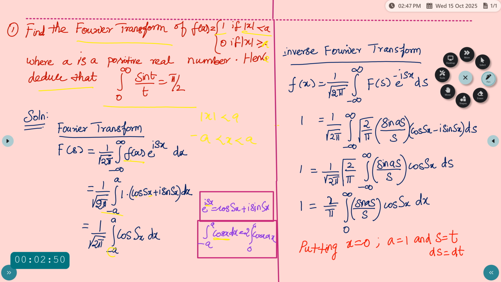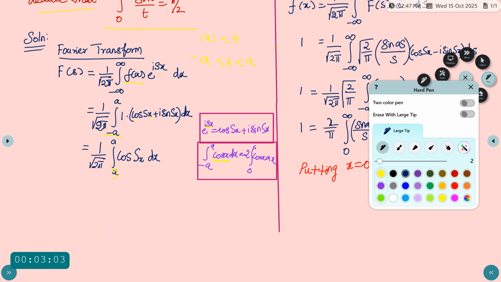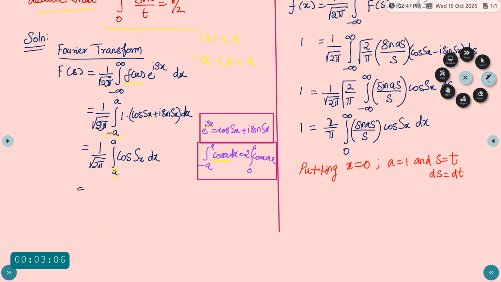So 2 into the limit minus a to plus a becomes 1 by root 2 pi times 2 into integral 0 to a cos sx dx, which is 2 by root 2 pi integral 0 to a cos sx dx. Next we are going to integrate cos sx. What is the integration of cos sx? The integration of cos sx is sin sx, and since we are integrating with respect to x, divided by s, with limit 0 to a.